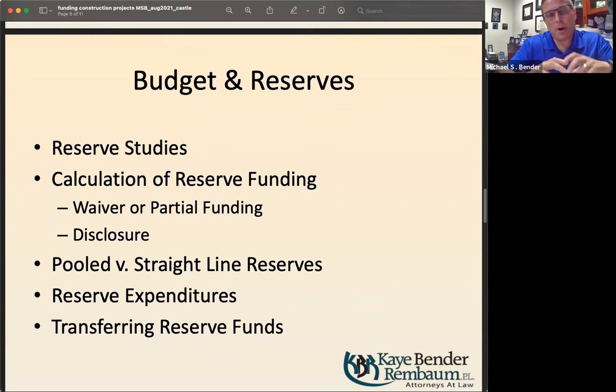The second part of the budget is the reserves, and this isn't a course on budgeting and reserves, so I'm not going to get into depth on that. However, I will talk about certain points, legal issues that come up with reserves. So the second part is the reserves.